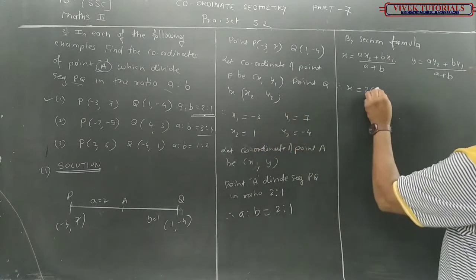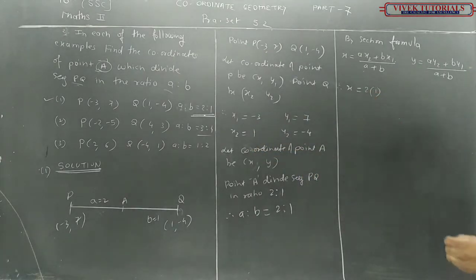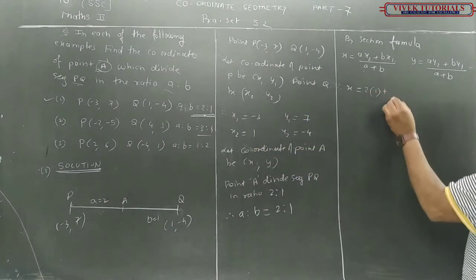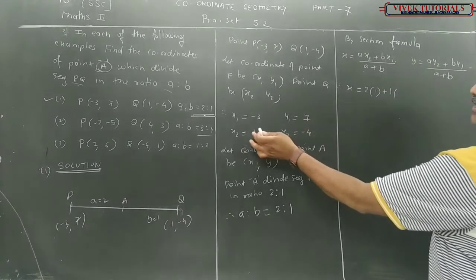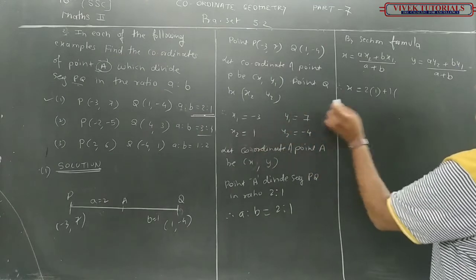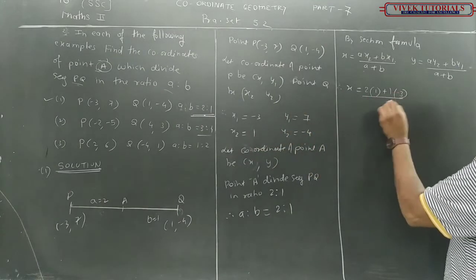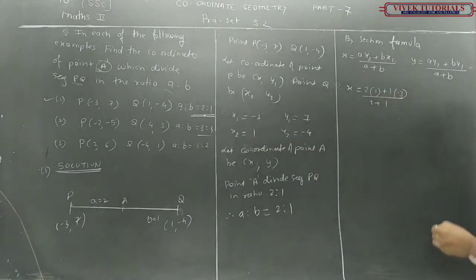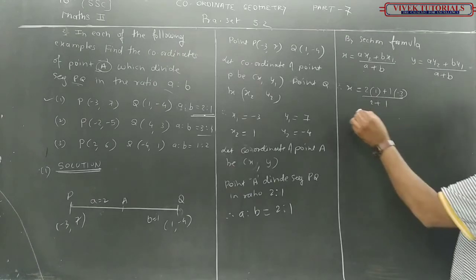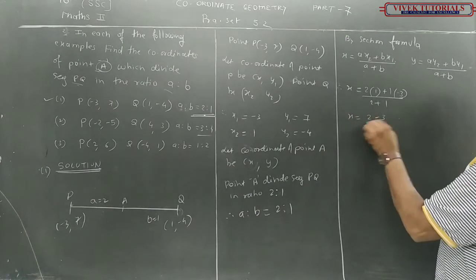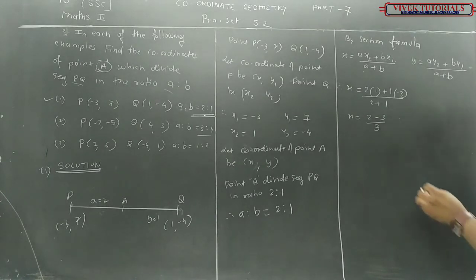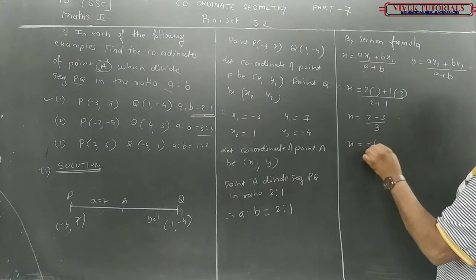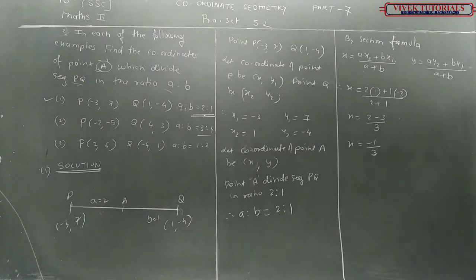X2 is 1, and it is B. Value of B is 1. And X1 is minus 3 upon 2 plus 1. So what you are getting is X is equal to 2 minus 3 upon 3. So what you are getting is X is equal to minus 1 upon 3.